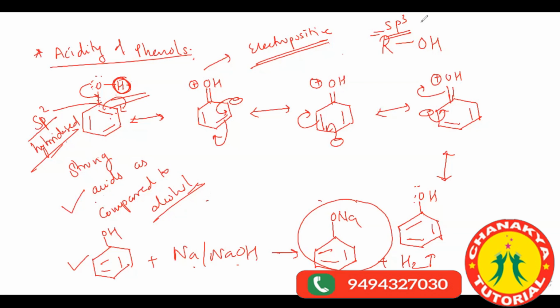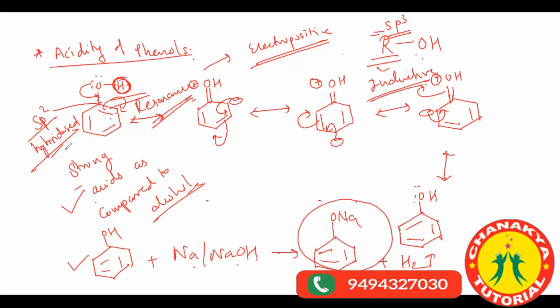And vice versa in alcohol, what? This is sp3 hybridized. It gives more electron density towards the oxygen, right? Because of that, it becomes positive, it becomes negative, right? Inductive effect we have learned. Inductive effect is less effective as compared to resonance, because in phenol, we have a resonance effect, right? Due to delocalization of electrons. And here we have an inductive effect, right?